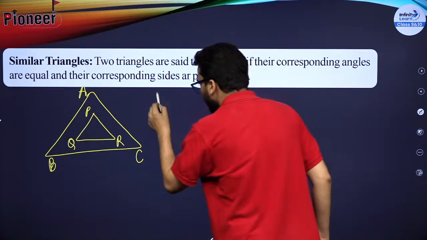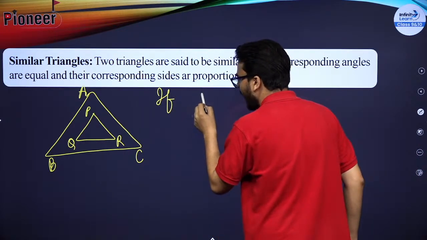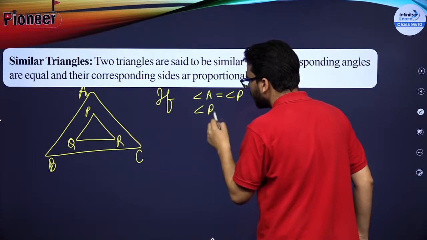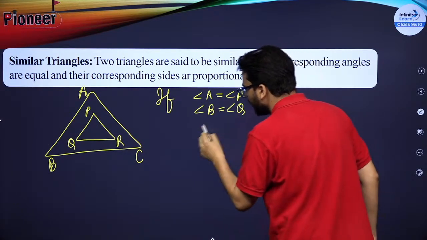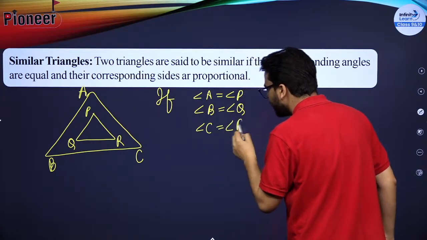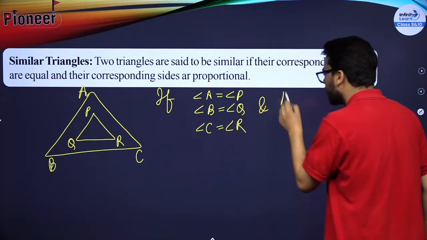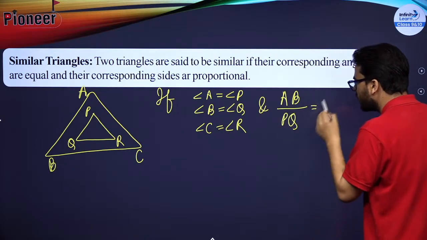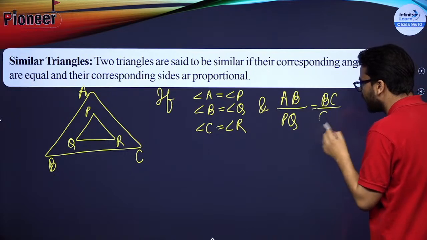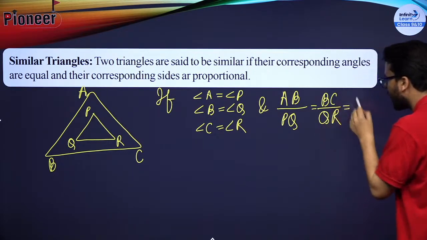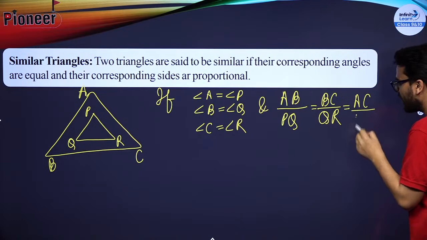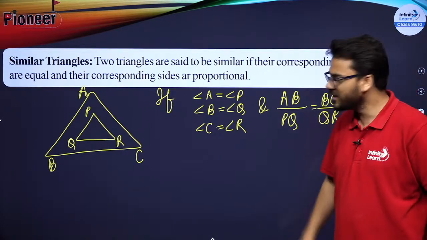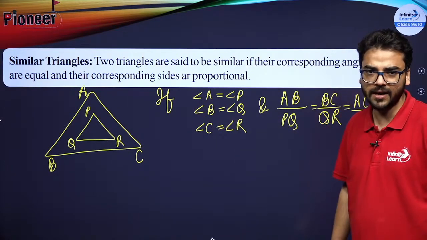If it is given over here that angle A is equal to angle P, B is equal to Q, C is equal to R, and the ratio of corresponding sides are equal, AB by PQ is equal to BC by QR is equal to AC by PR, that is, corresponding angles are equal and the ratio of corresponding sides are equal, then the triangles will be similar, right?